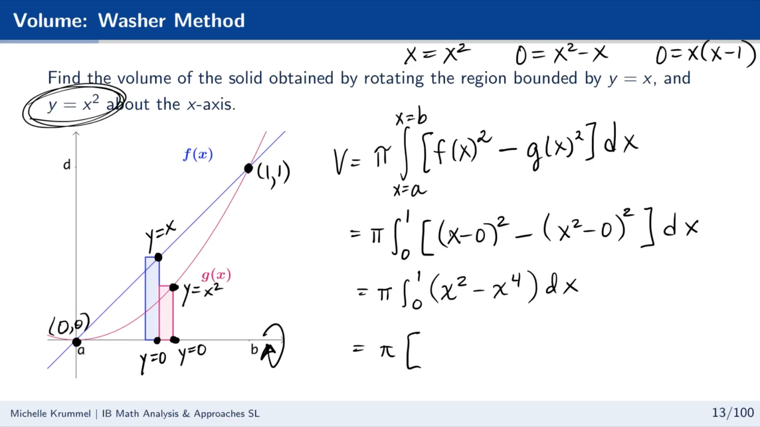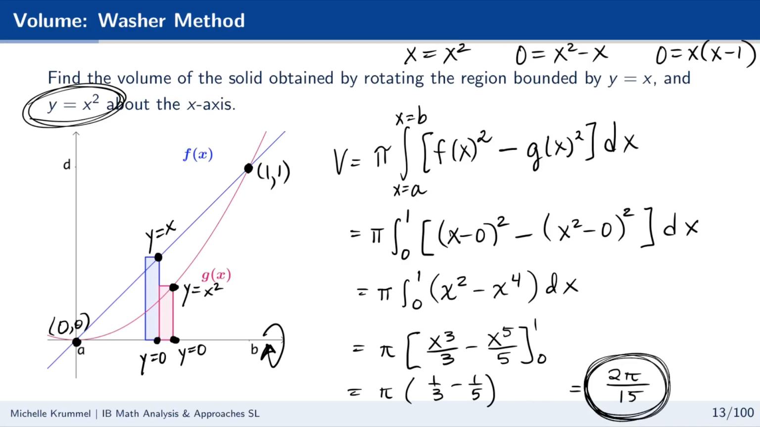And then we find our antiderivatives, so x cubed over 3 minus x to the 5th over 5. Evaluate from 0 to 1. When we sub in 1, we get 1/3 minus 1/5. When we sub in 0, we just get 0. So that is giving us 2 pi over 15 for our volume.